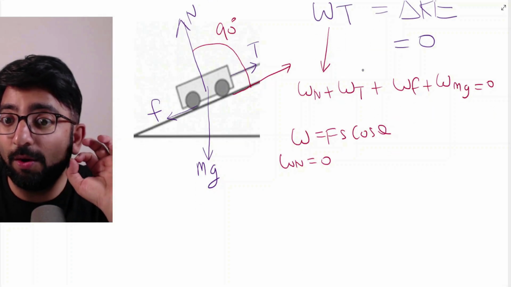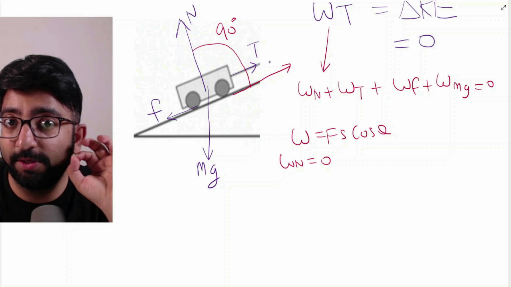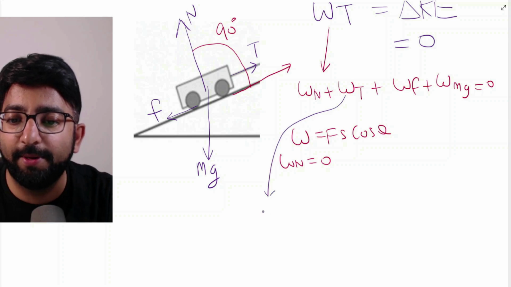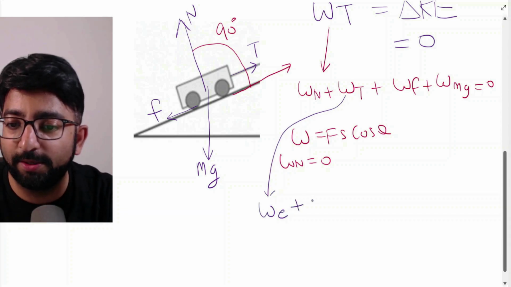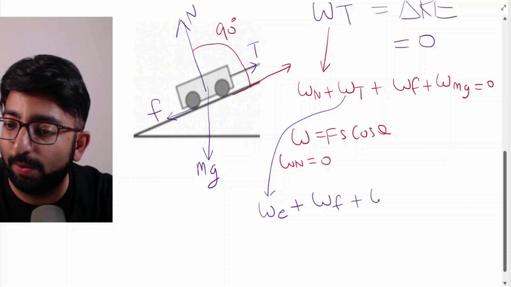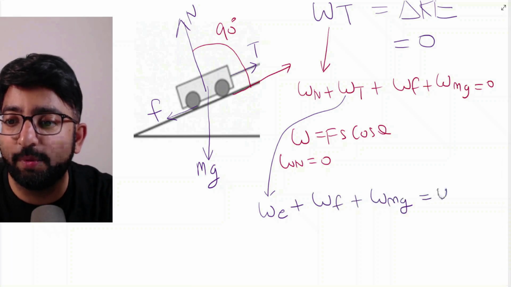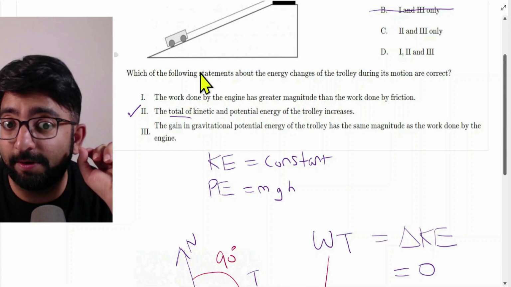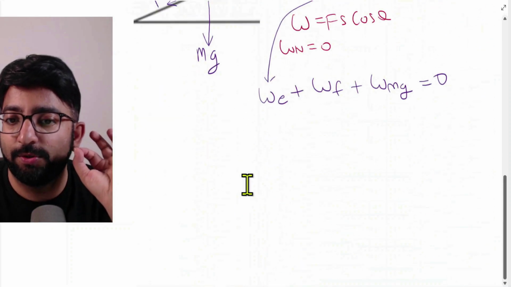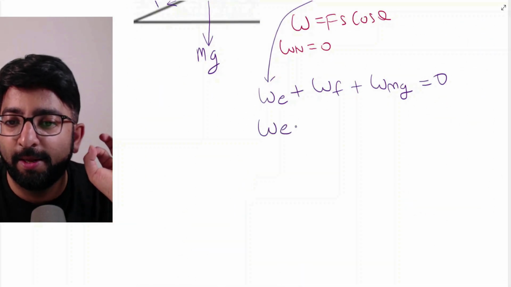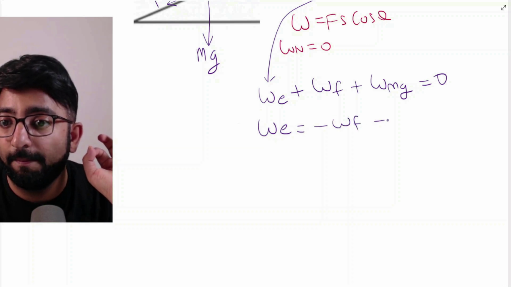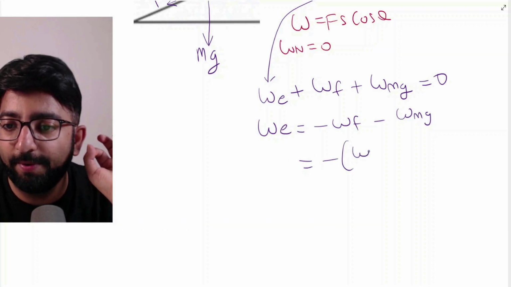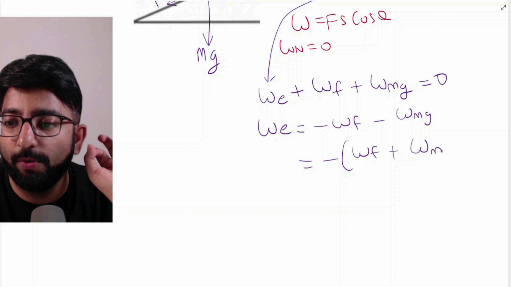Work done by T, although it is tension, the source of tension is the motor, which is the engine power. So instead of WT, let me write down the work done by the engine plus work done by friction plus work done by the gravitational force. This is equal to zero. Now, if I go back to the statements, statement one was the work done by the engine. We have to figure out the work done by the engine. So let us make WE the subject. So we will get negative WF minus WMG. And let us make negative common. So we'll write WF plus WMG.